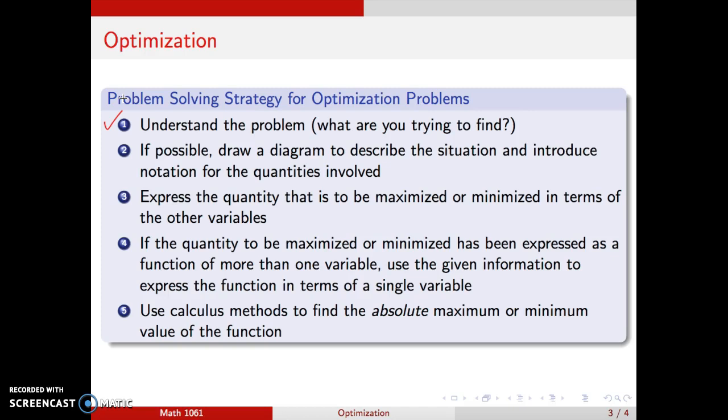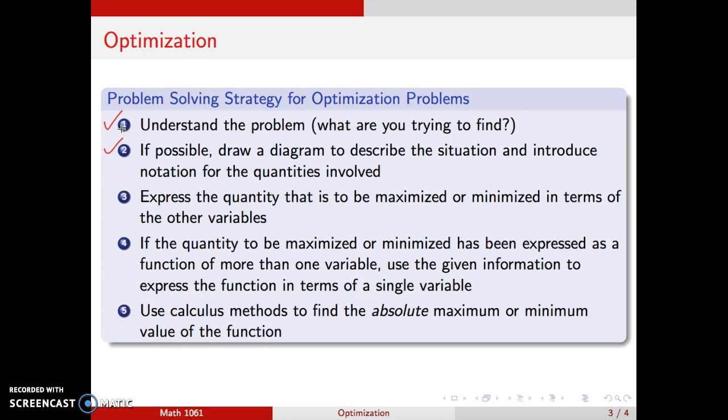Something that's super helpful, once you understand the problem, is to make a sketch or a diagram of the situation and bring in notation for the quantities involved. So if you've got a box-shaped object, you might have L, W, and H for the three important dimensions, or whatever it might be.